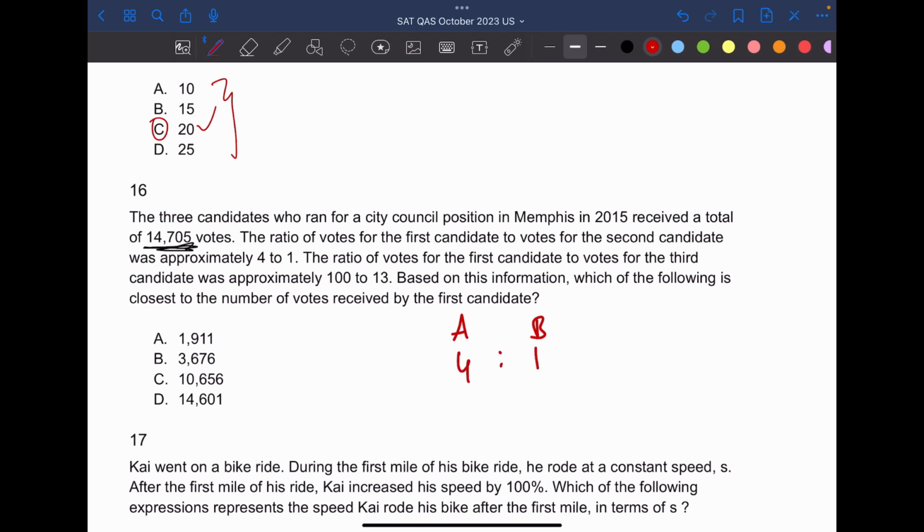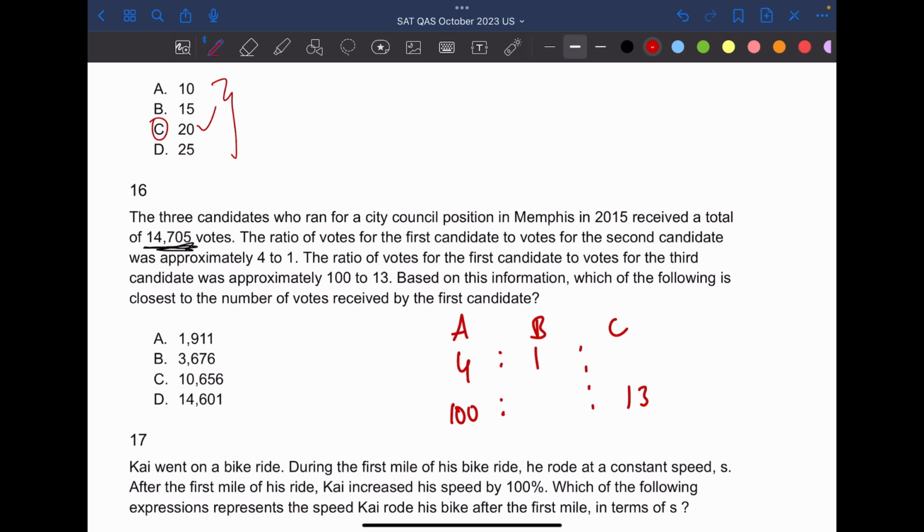And then the ratio of votes for the first candidate to votes for the third candidate was approximately 100 to 13. So if we had C as well, which is the third candidate, this would be 100 to 13, and we can kind of place all these dots. And then the question is, based on this information, which of the following is closest to the number of votes received by the first candidate?